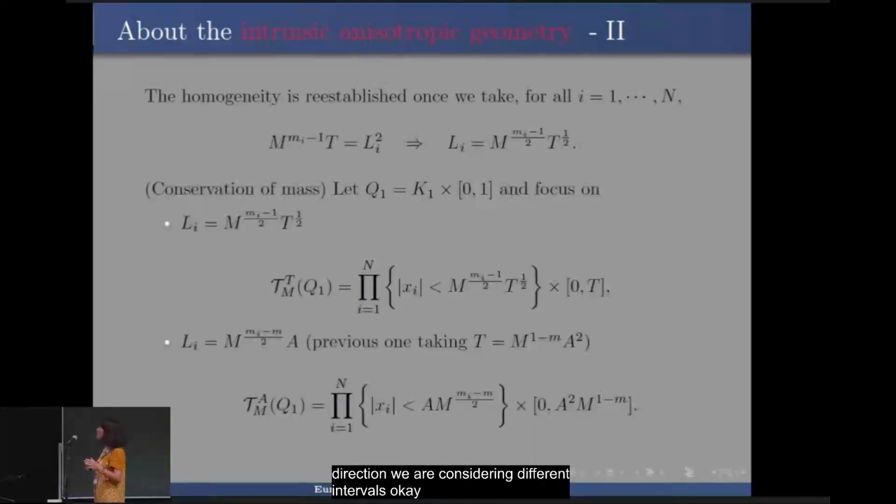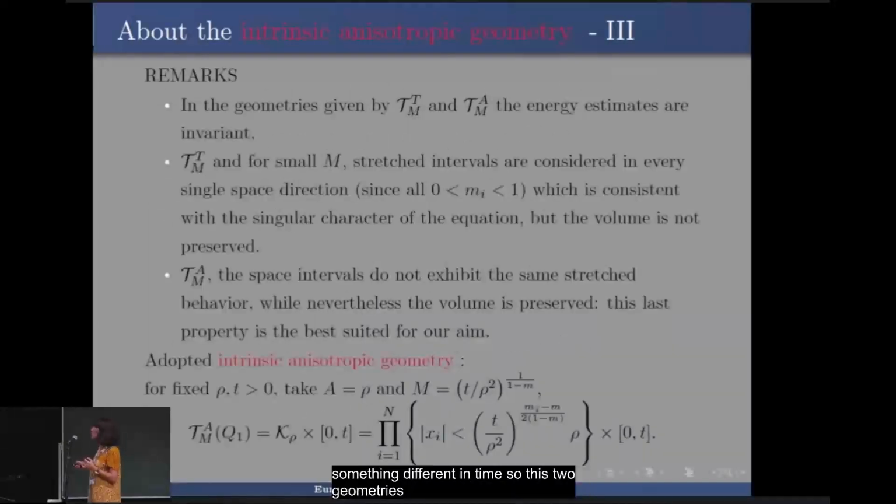If we are considering a different Li that comes from here, just for a proper choice of this capital T, what we have is different things, but now we are having something different in space and something different in time. So these two geometries are possible, available, and there are several others. And what we can say is that these kinds of new geometries leave the energy estimates invariant. That is quite good. So both of them work.